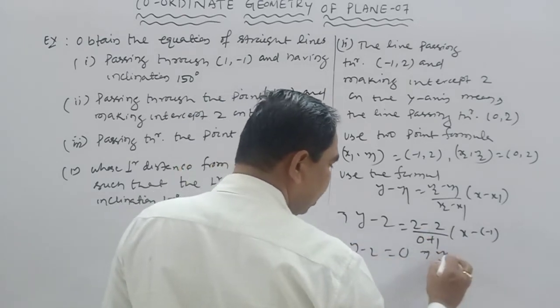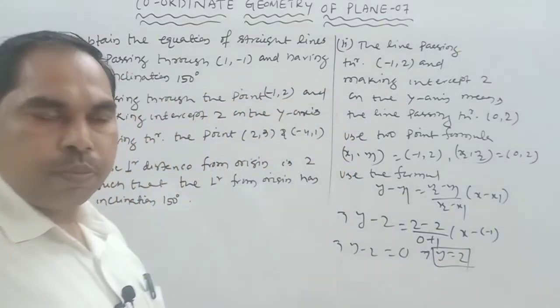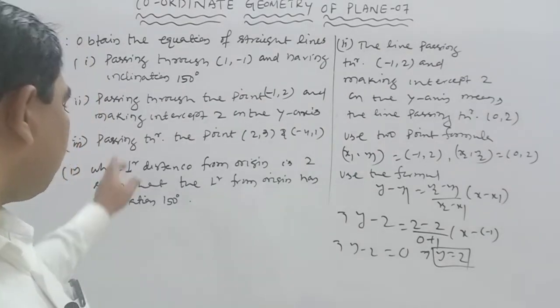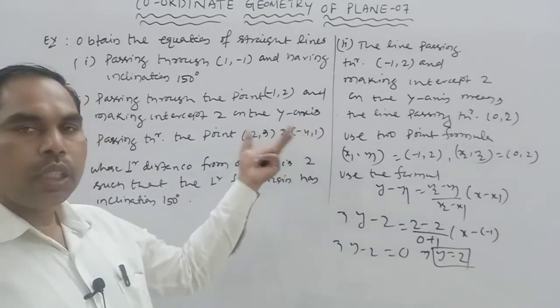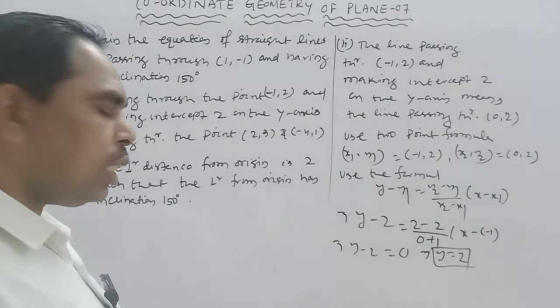So y is equal to 2. Y is equal to 2. This is the equation of the straight line. Okay. Similarly, question number 3 also uses the two-point form, x1 y1 and x2 y2. So using the two-point form, find the equation of the straight line. Next, question number 4.